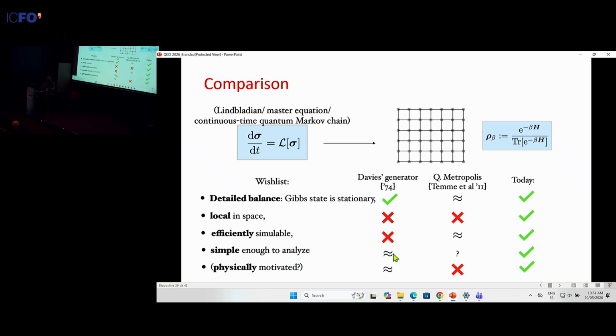Davies, there were some results, so sometimes you can. Quantum Metropolis, no one was able to do it because it's pretty messy, and now there are a lot of works where people can do it. And is it physically motivated? Davies, kind of, but in very weird limits. Quantum Metropolis, not really, quantum phase estimation, I don't think nature uses it to do anything. And the one I propose, especially the later versions, I think one can argue that it is physically motivated.